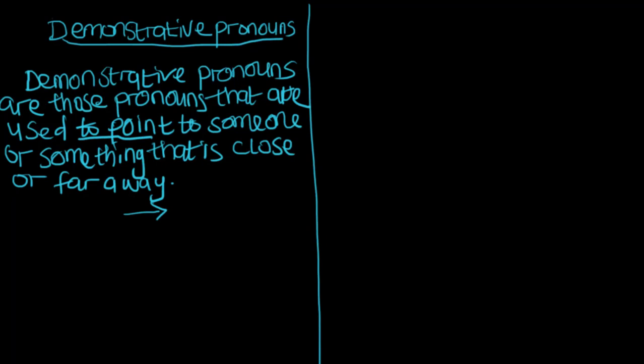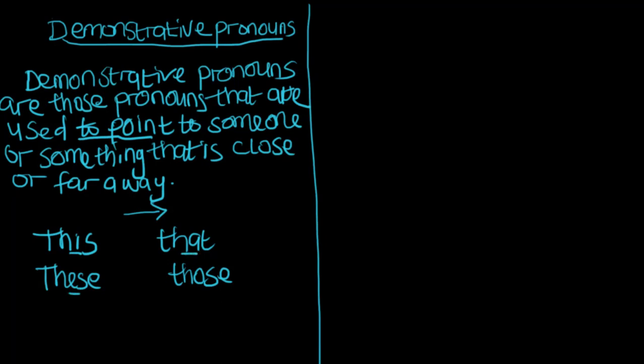So basically, we have four demonstrative pronouns, which are this, that, these, and those. This, these, that, and those. This and these are used to point to something close, while that and those are used to point to something that is far away from somebody.